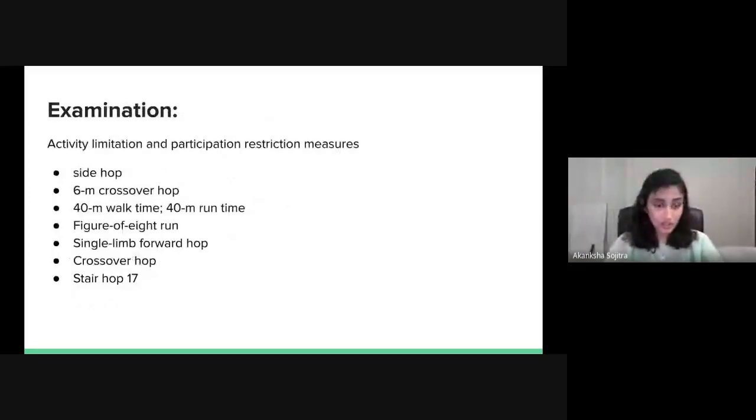Now, examination. Along with what we did previously, gait and observation, your normal stress tests, and single leg stance test, what are the things that you can do? Activity limitation and participation restriction can be measured further by side hop and 6-meter crossover hop. So this is more for a functional individual. Also 40-meter walk time, 40-meter run time, figure of 8 run, single limb forward hop, crossover hop, and stair hop.